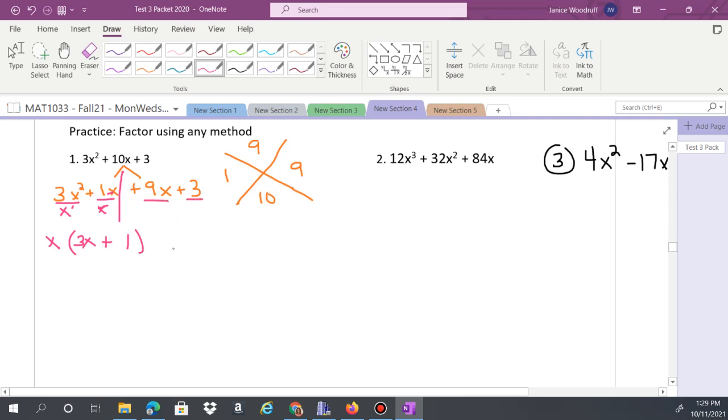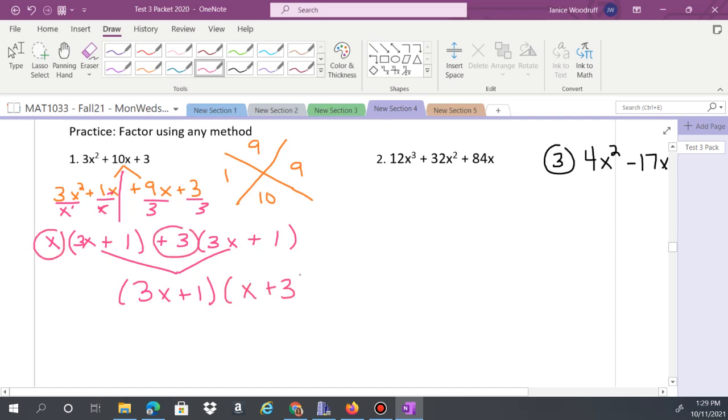What about 9x and 3? What are those both divisible by? Good. So we put plus 3. And then 9 divided by 3 is 3. Carry down the x. 3 divided by 3 is 1. So I have 3x plus 1. Those match. I write it one time. And then I'm left with an x plus 3. So there is number 1. 3x plus 1, x plus 3. And I'll trust you guys to check that.